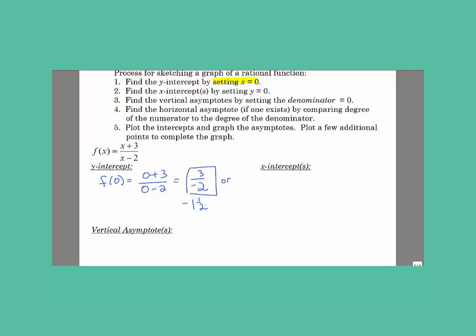The next step is to find all the x-intercepts by setting y equal to 0. Remember that y is the same as f of x. The easiest way to solve this is by cross-multiplying. Notice that you end up with just the numerator equal to 0. This is a good shortcut to remember. Our results show us that the graph crosses the x-axis only once at x equal to -3.